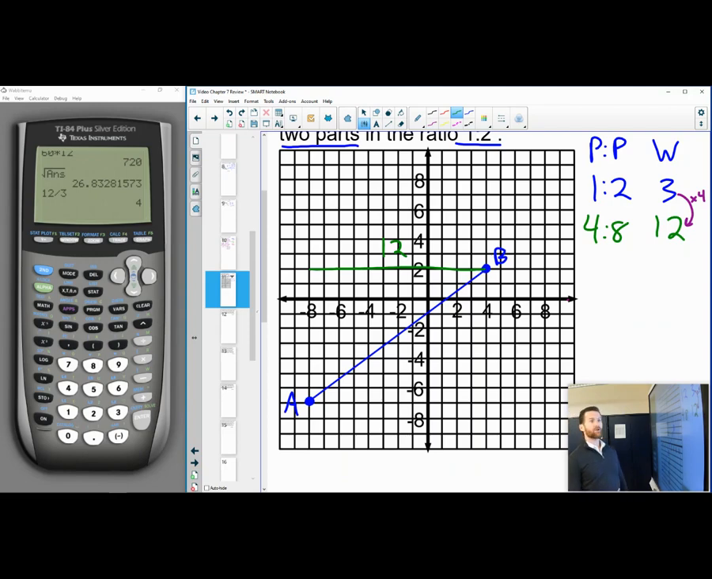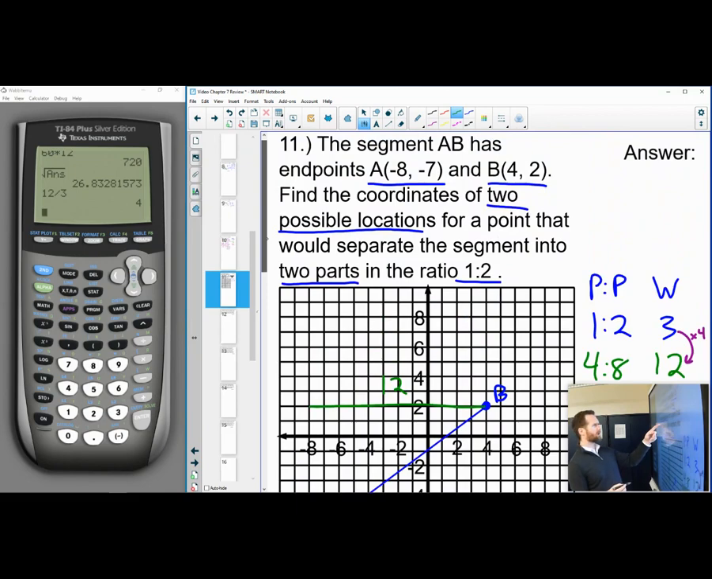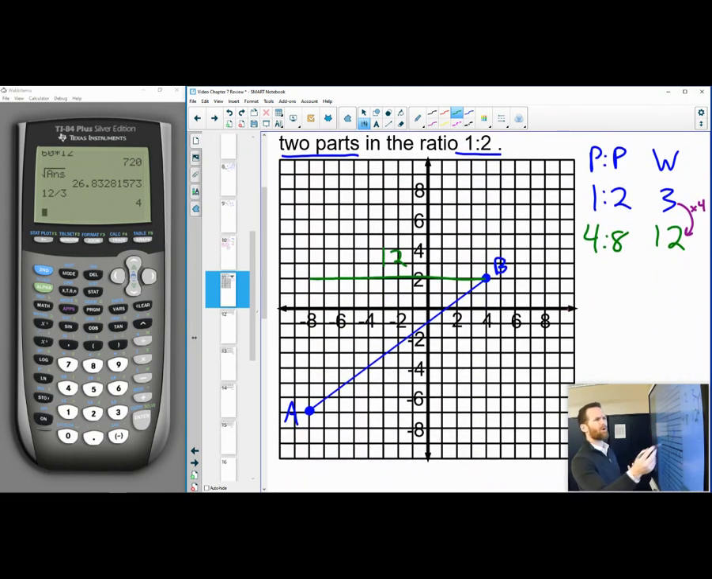Now we're just going to count over. And it actually said we're looking for 2 locations, right? Yeah, so we can either count 4 or 8. I'm going to count 4 because it's less to count. I'm going to go 1, 2, 3, 4 in this direction to get this coordinate. And I'm going to go 1, 2, 3, 4 in this direction to get this point.